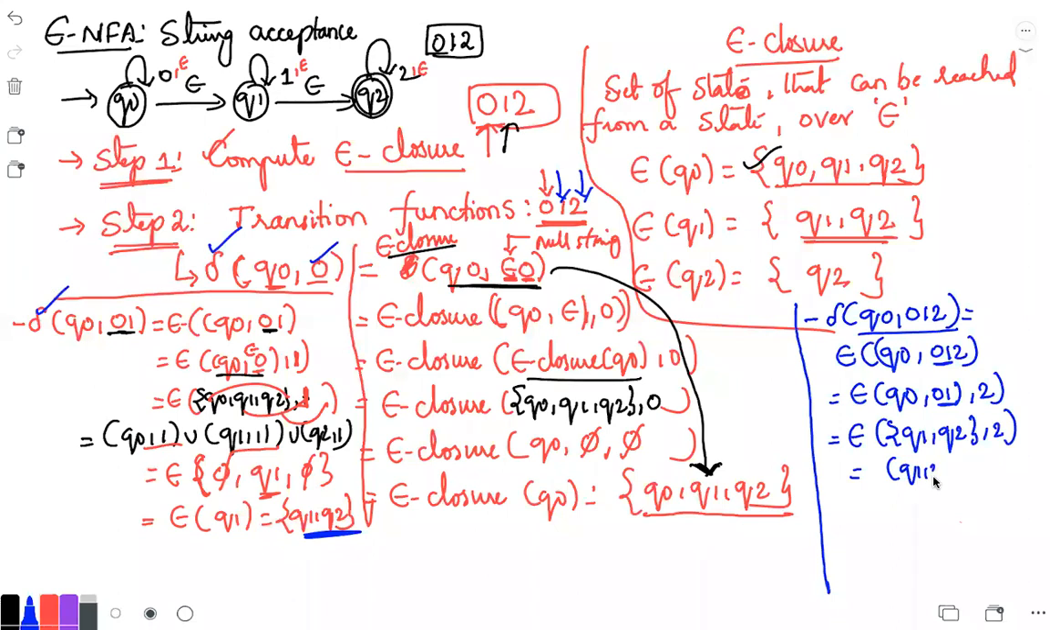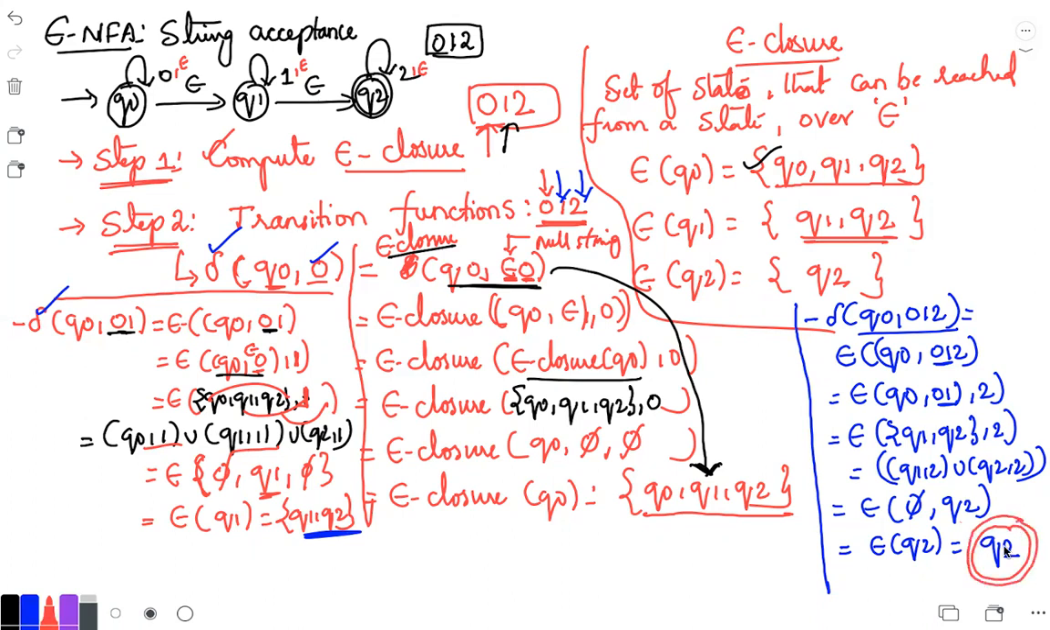Which is Q1 on 2 union Q2 on 2. So now, what is Q1 on 2? Phi. There's no path, right? Q1 on 2, there is no path. What is Q2 on 2? Q2. So it is ultimately epsilon closure of Q2. What is epsilon closure of Q2? Q2. What is Q2 in our NFA? Final state. We have reached a final state, right? Can I say 0, 1, 2 is accepted? Yes, sir. So for this Epsilon-NFA, the string 0, 1, 2 is accepted.